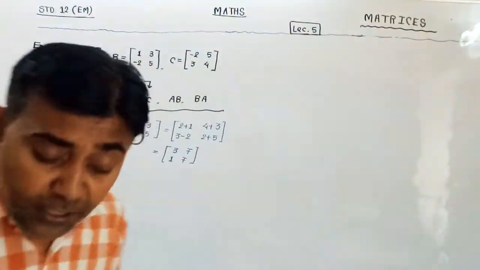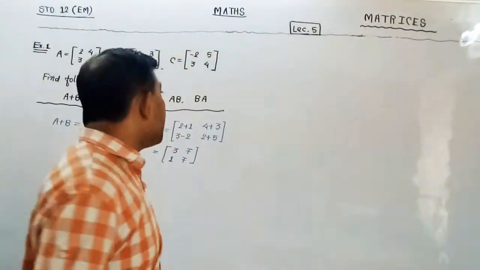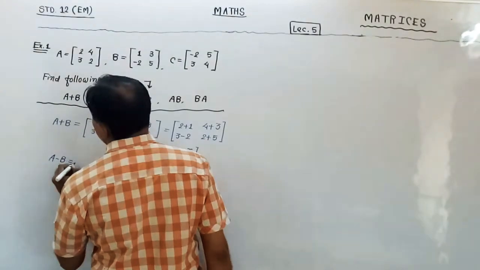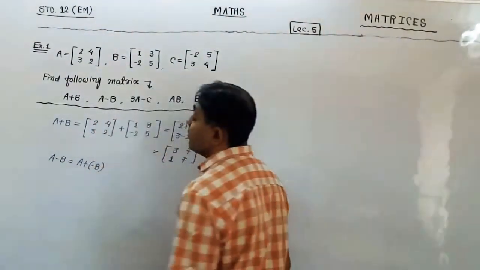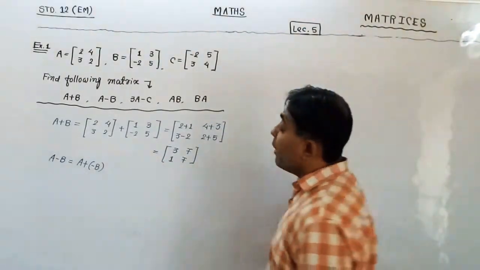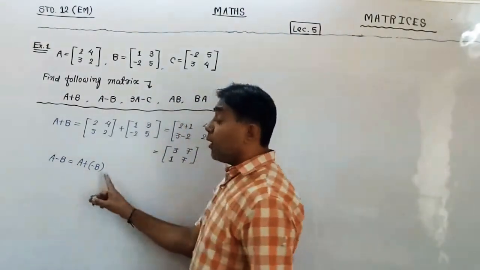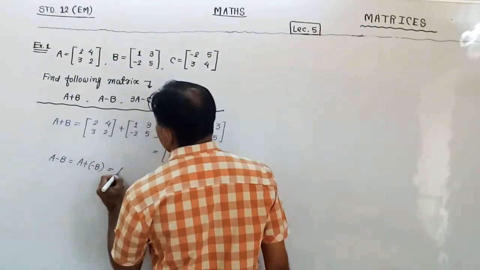So A plus B is very easy here. Similarly, we may find the A minus B matrix now. A minus B means subtraction of both matrices. It can be written as A plus minus B, my friend. Remember that subtraction means addition, but of minus B, that's why we say it is the additive inverse.